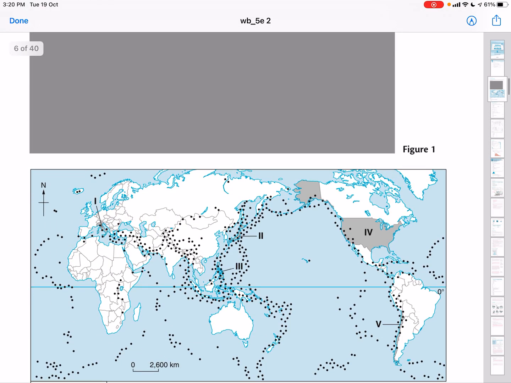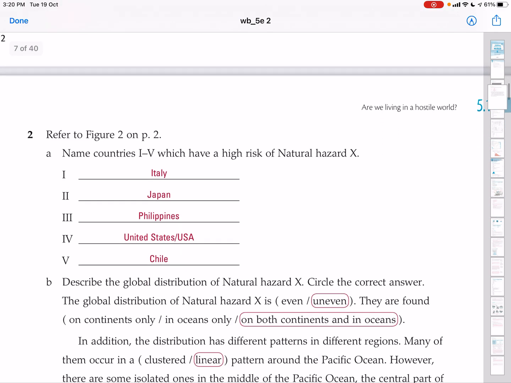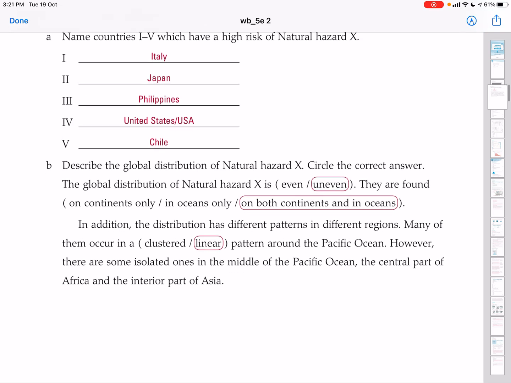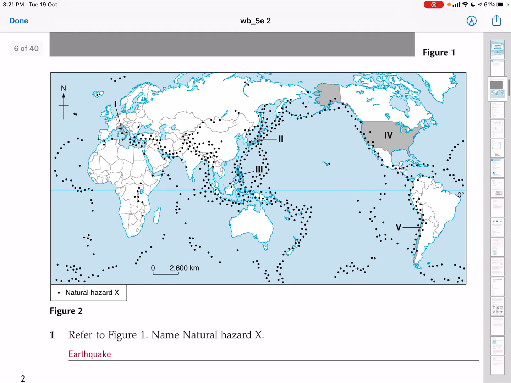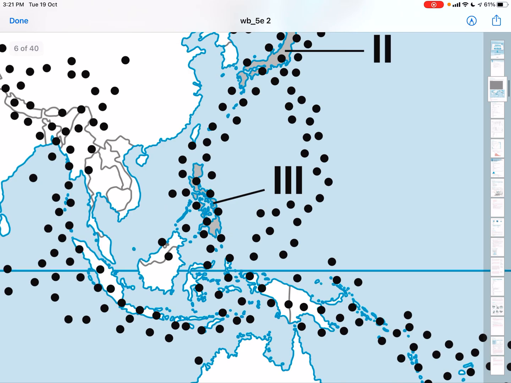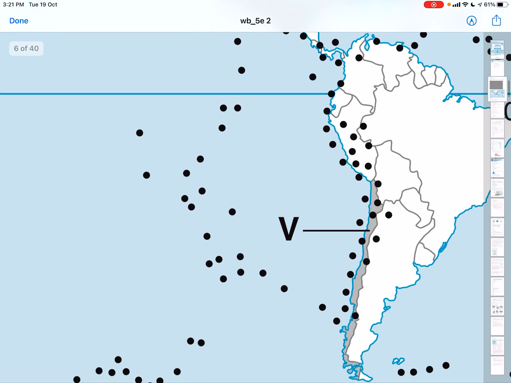For this one, the natural hazard X is earthquake, and this is some of the areas which are prone to natural hazards, having a high risk of natural hazards: Italy, Japan, Philippines, United States, Chile. They are mostly uneven, and they are found in both the continent and the ocean. Mostly they are taking place in a linear pattern. You can see number one is Italy, number two is Japan, number three is Philippines, number four is United States, and number five is Chile.